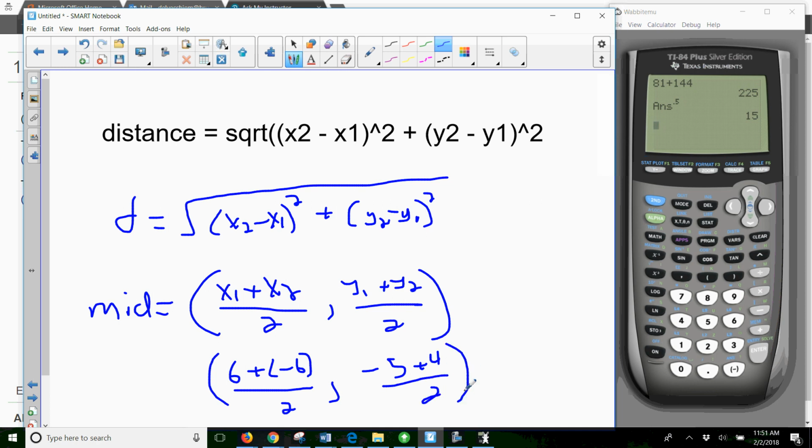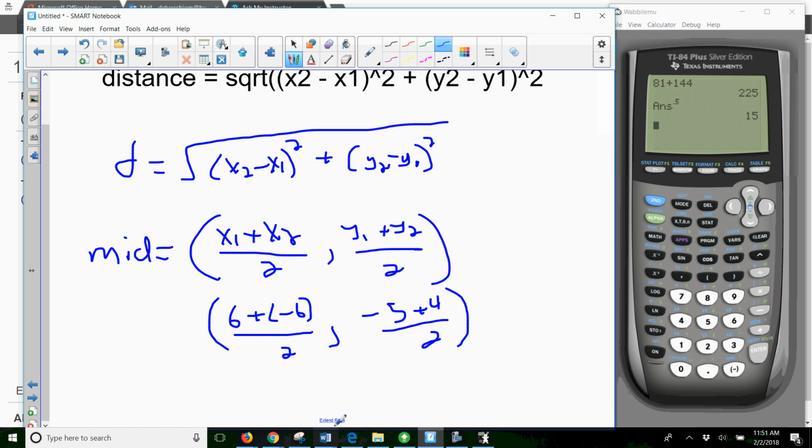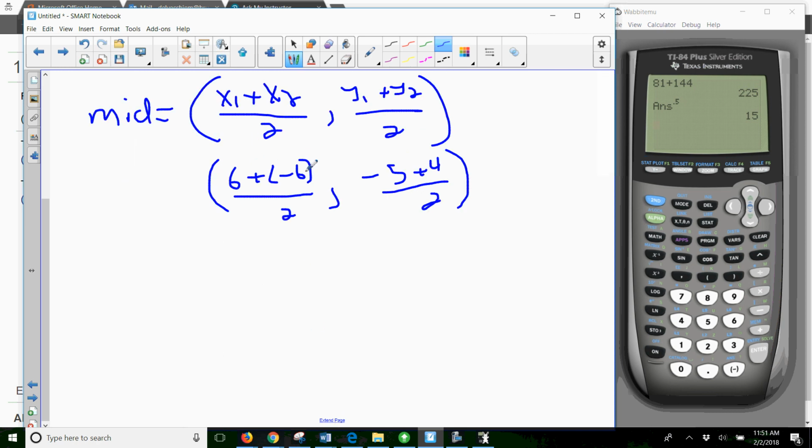Okay. Now as we simplify these, 6 plus negative 6 is the same thing as 6 minus 6, which is 0 over 2, which is just 0. And negative 5 plus 4 is negative 1, divided by 2 is negative 1 half. Okay. So this point right here is the midpoint.